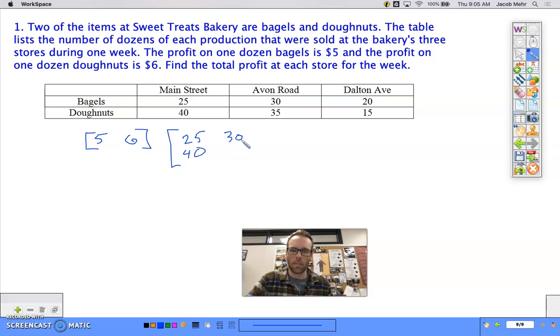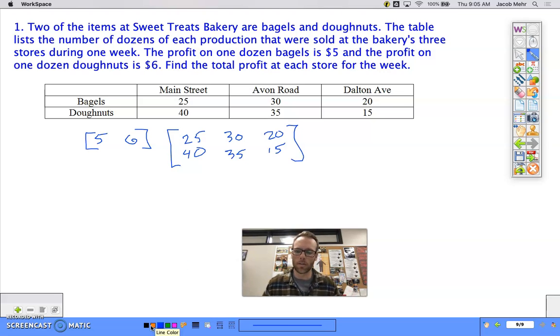So if we set it up like this, it's going to do exactly what we want. It's going to take 5 times 25 plus 6 times 40. And it's going to take 5 times 30 plus 6 times 35, 5 times 20, and 6 times 15. And we can use matrices, particularly on our calculator, to do this quickly.